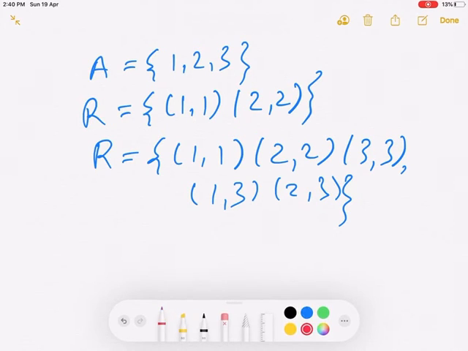Why is this a reflexive relation? Because it contains these three things: 1 comma 1, 2 comma 2, 3 comma 3. You have to just check that all elements of A should be related to themselves. If apart from that any other thing is also occurring, then it does not matter, the relation is always a reflexive relation. So that is the definition of a reflexive relation.